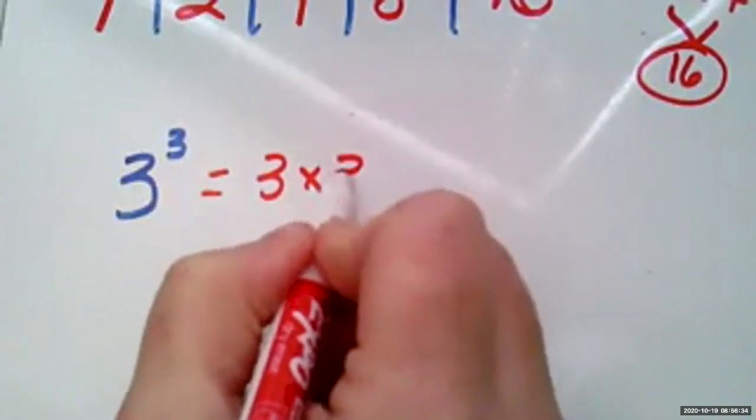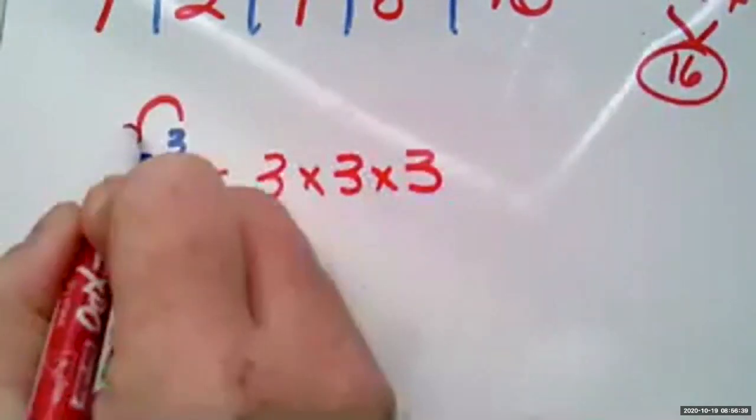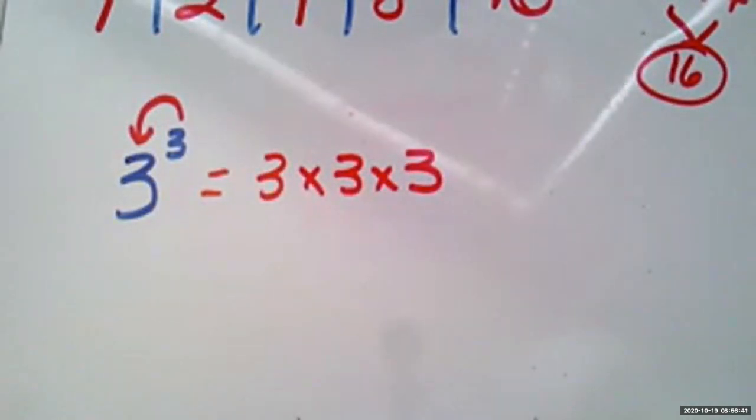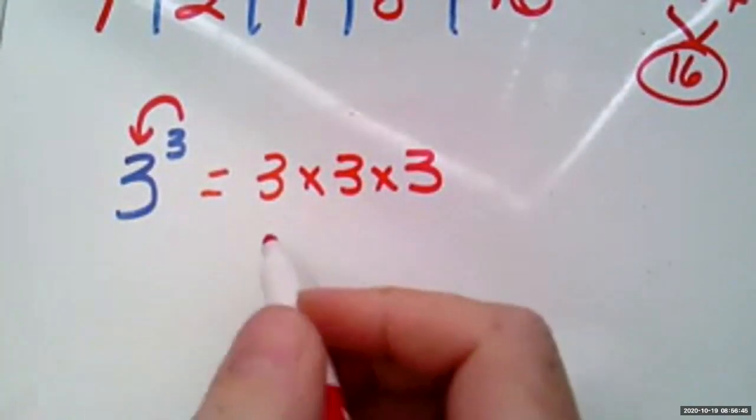3 times 3 times 3, okay? So this little 3 tells you how many times to write the base number, okay? Yes, thank you very much, Isabella. I appreciate your showing that work.